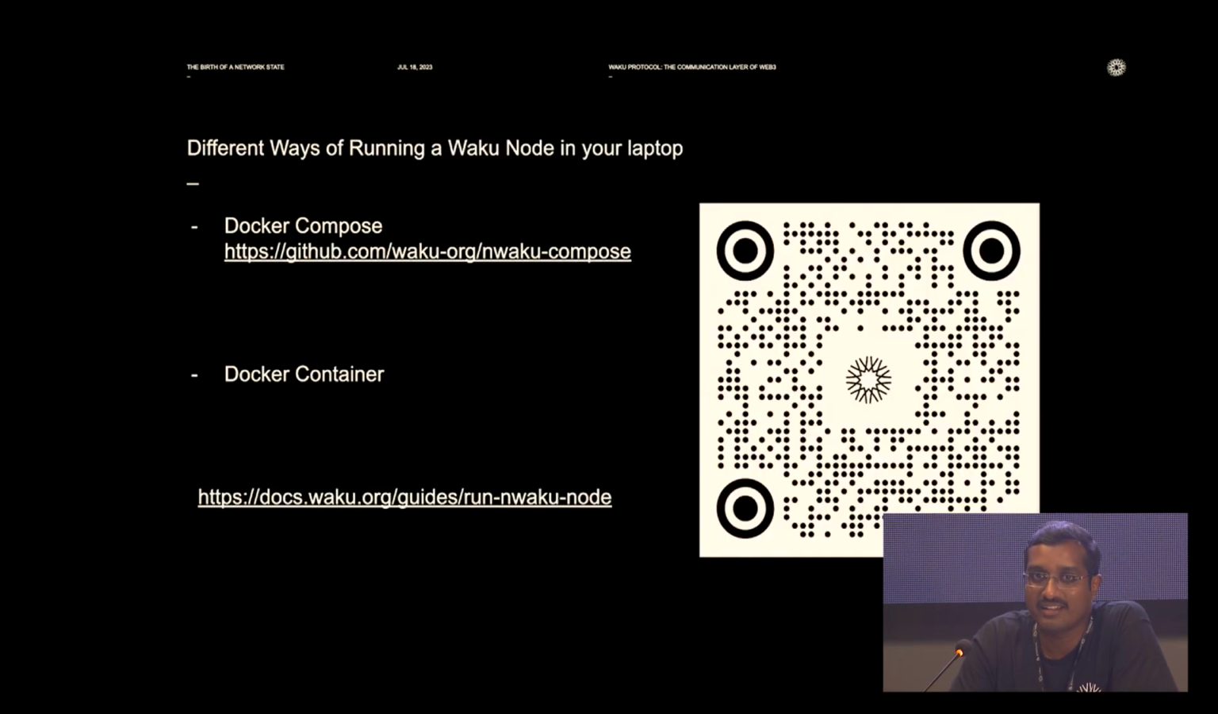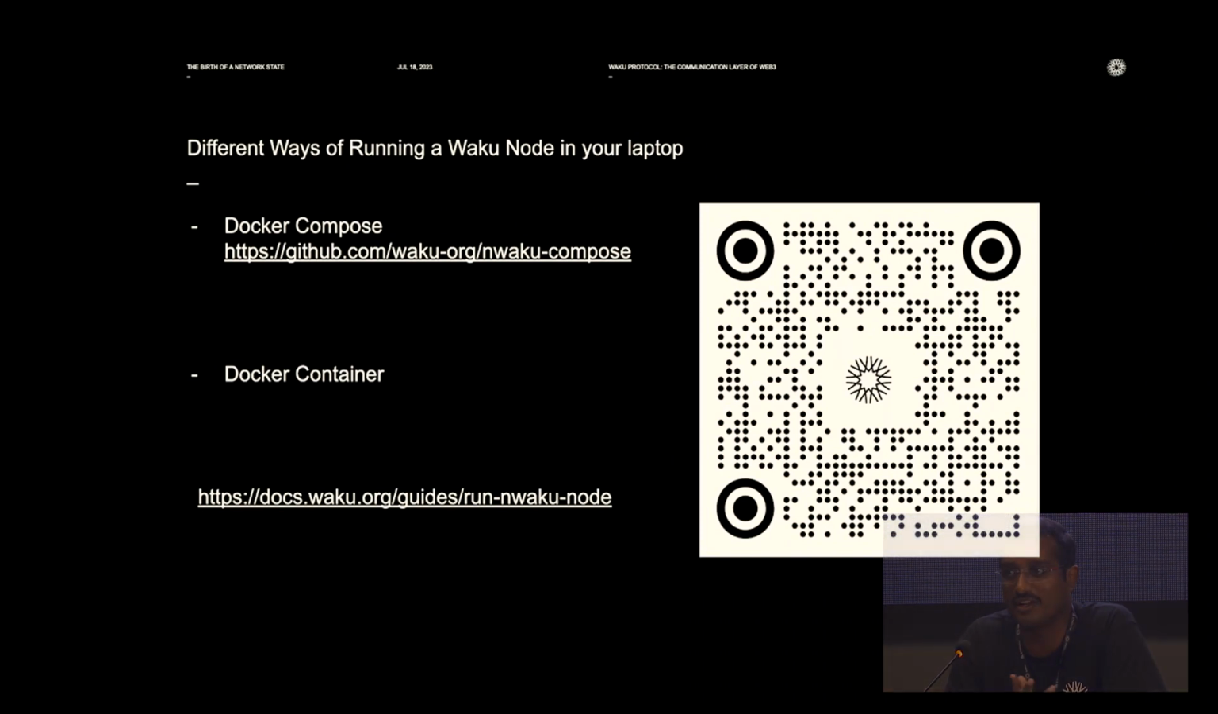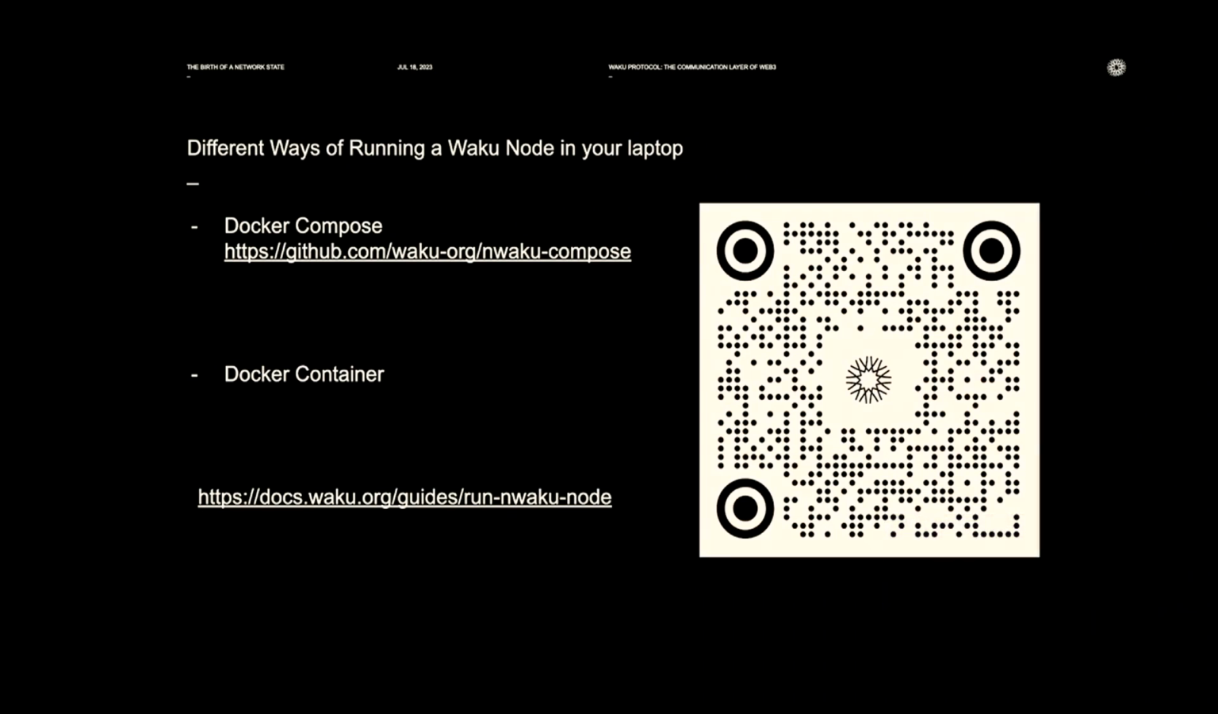Now, what are the various different ways to run a Waku node? The first is Docker Compose. If you're familiar with Linux containers and Docker, then we have a Docker Compose. You can scan this QR code in order to access it, and you can run it on your laptop. I'm going to take you through the steps, which are very easy.